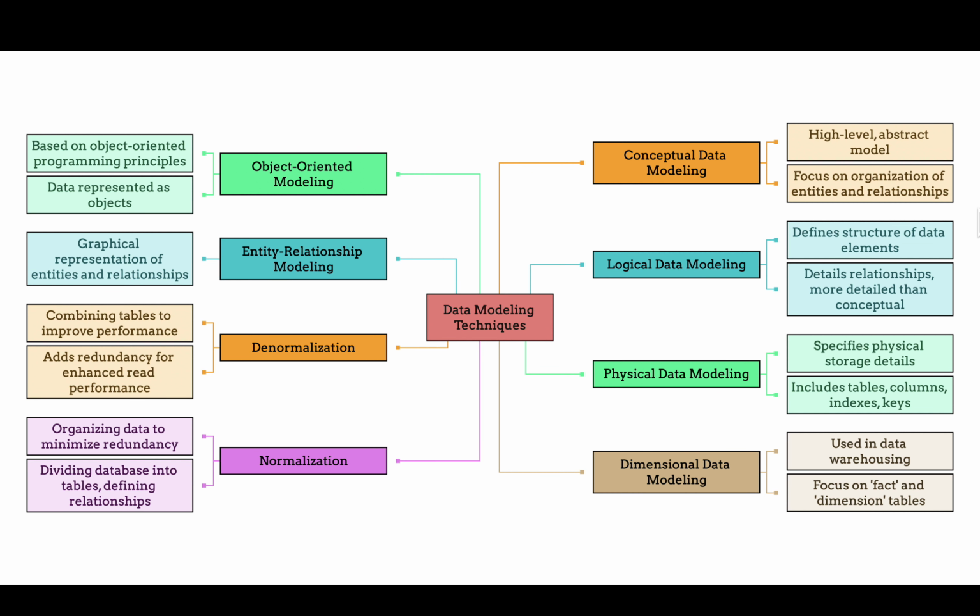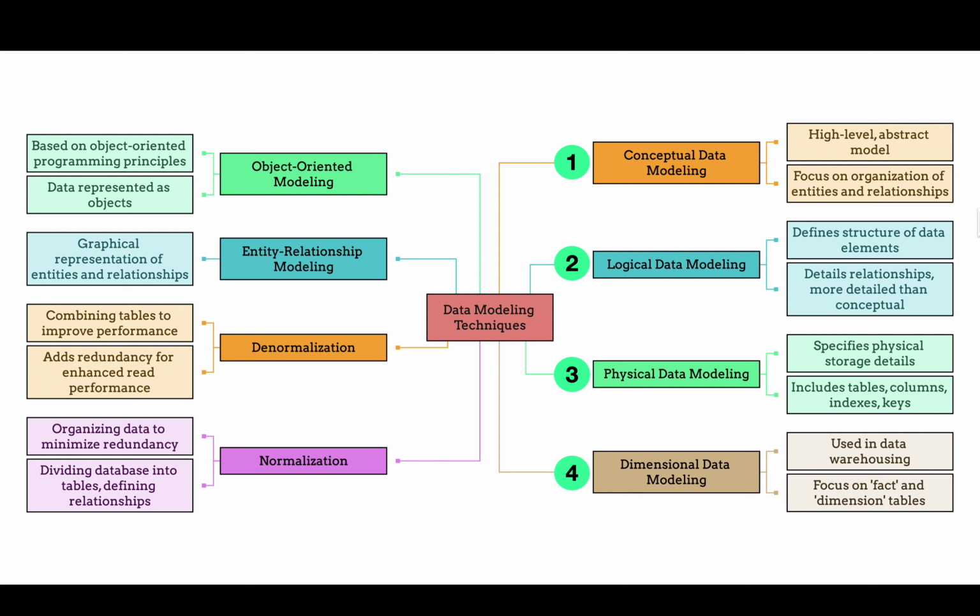Data modeling techniques. 1. Conceptual data modeling. This high-level, abstract model establishes the scope and overall structure of data, focusing on the organization of data entities and their relationships. 2. Logical data modeling. Involves defining the structure of the data elements and setting the relationships between them. It is more detailed than conceptual modeling and doesn't involve any physical level details. 3. Physical data modeling. Specifies the physical storage details of the data model. It includes tables, columns, indexes, keys, and other physical database elements.